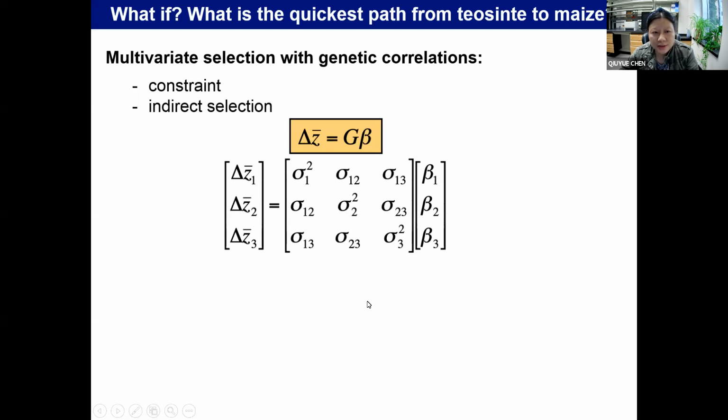Another question we asked is, what is the quickest path from Teosinte to maize? We already mentioned that multivariate selection with genetic correlations will have consequences of constraint and indirect selection. So again, this is a multivariate breeder's equation, and delta Z stands for the response vector, G is the genetic matrix, and beta is a vector of selection gradient.